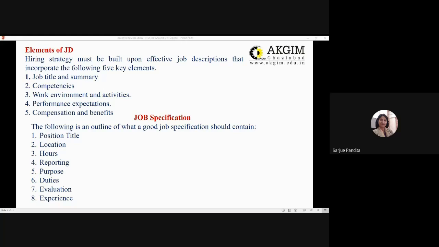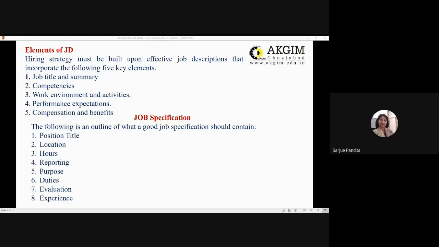Reporting: who will be the position holder and to whom he will be reporting forms a very important part of your job specification. In addition, laying out any man management responsibilities will be an important part of the job specification. Then purpose, this is the most important part of the specification, which will give an idea about what the person should accomplish or be aiming to achieve.